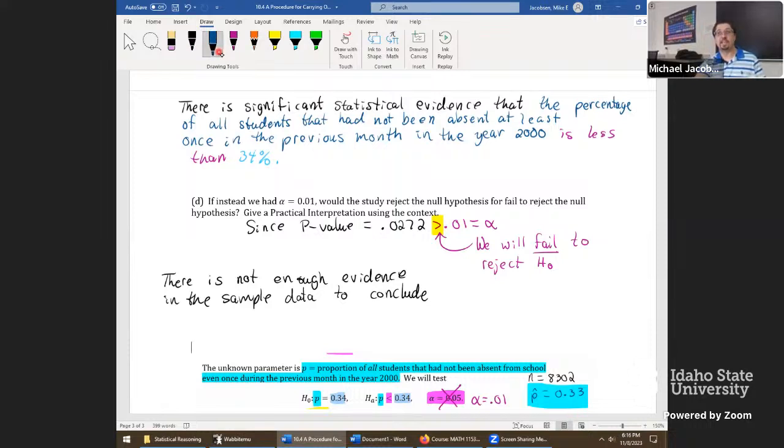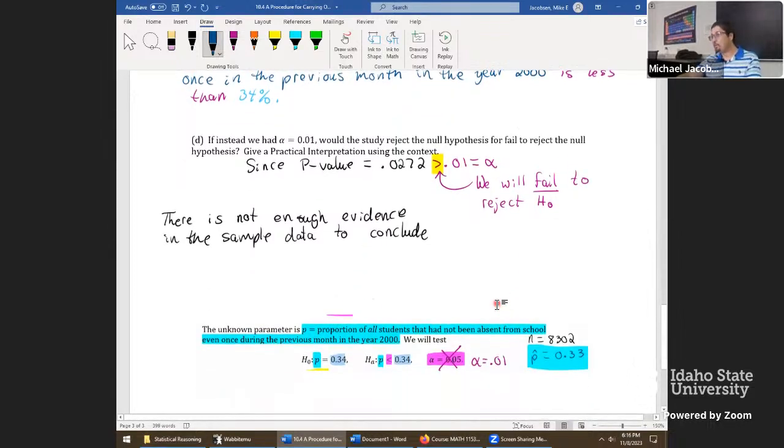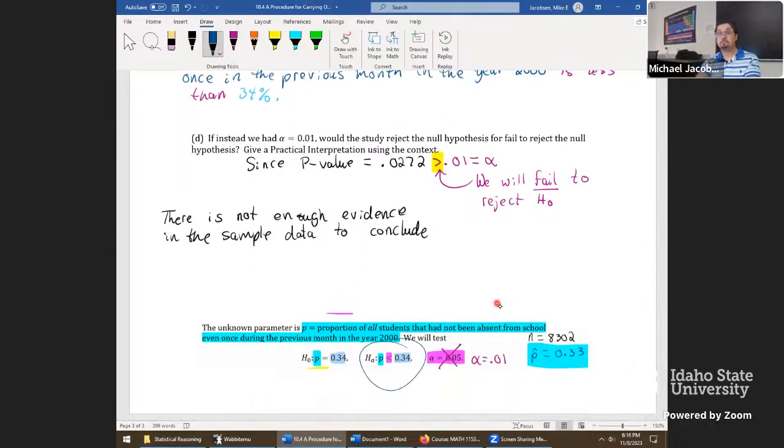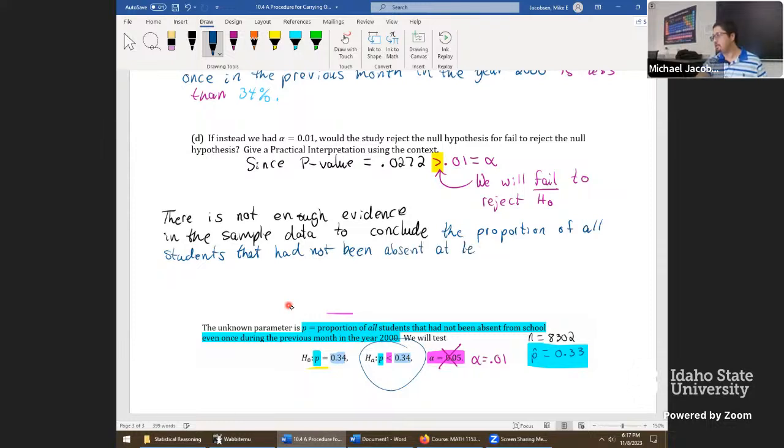And then we start this all over again. You might say ditto or something like that, but let's write it out in full. We didn't find evidence to conclude that that's true. We still have to write out all that information. So to conclude that, the proportion of all students that had not been absent at least once.